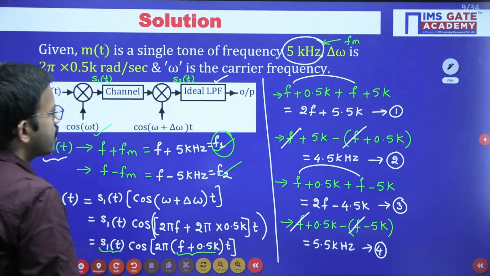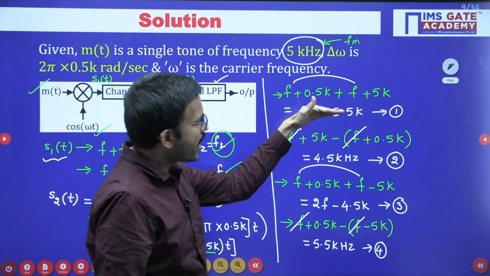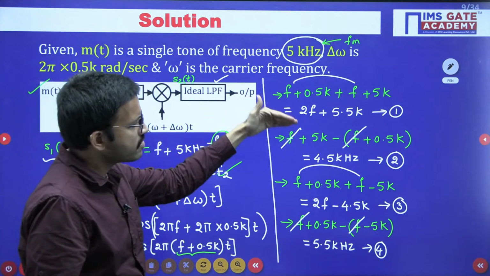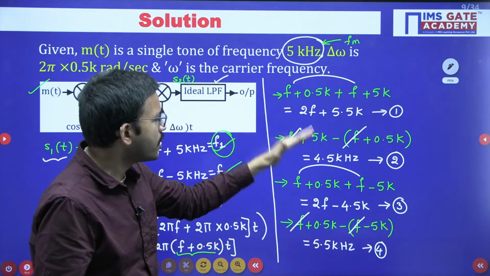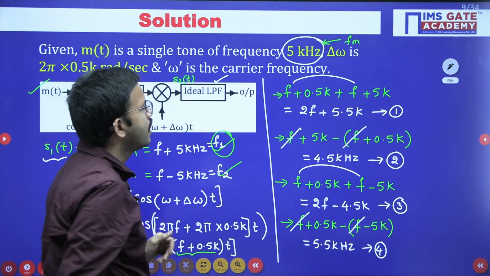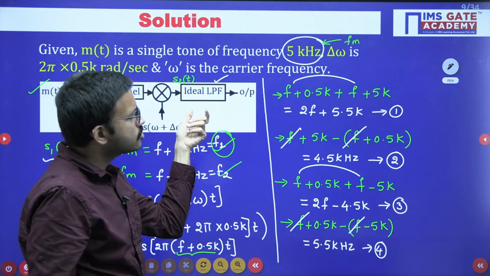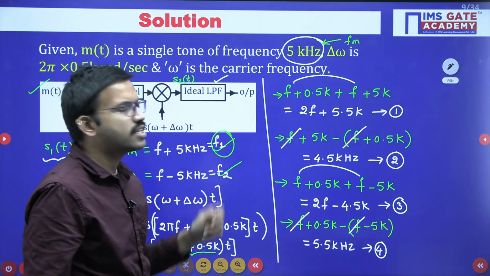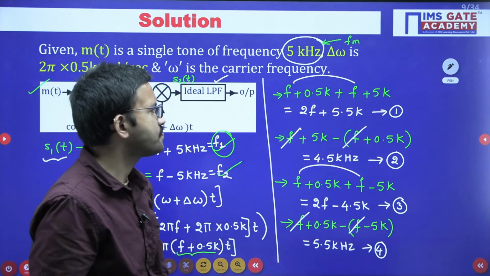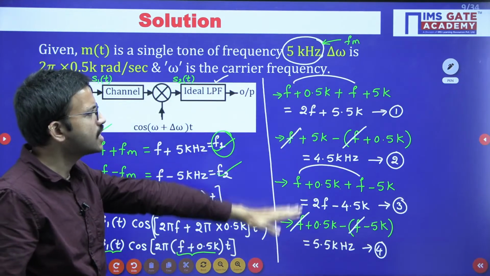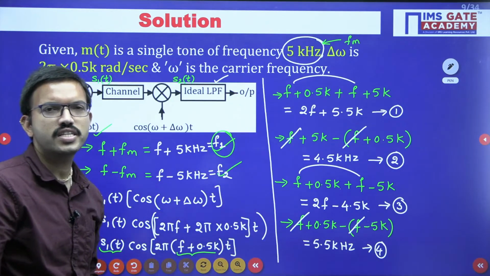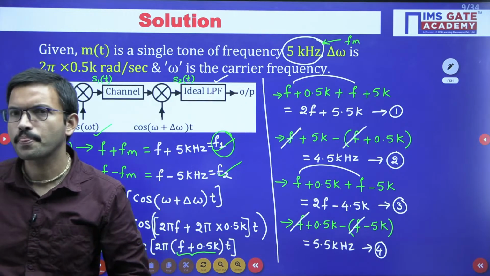Okay. Now regarding the second multiplier output, you are having four frequencies. Now we are passing these four frequencies through this low pass filter. If you are passing through the low pass filter, finally what are the output frequencies that you are going to get? Out of four frequencies, which frequencies will you get at the output of the low pass filter? All of you just observe and tell me.